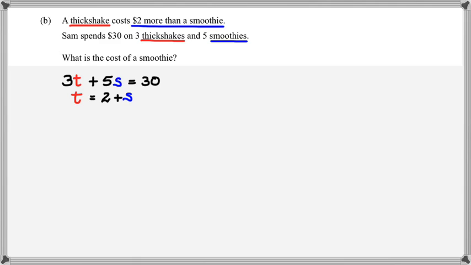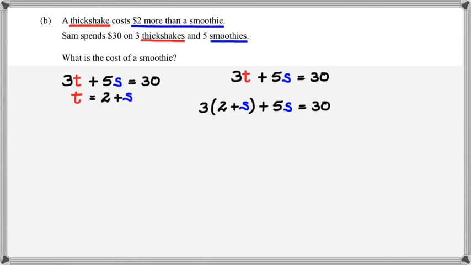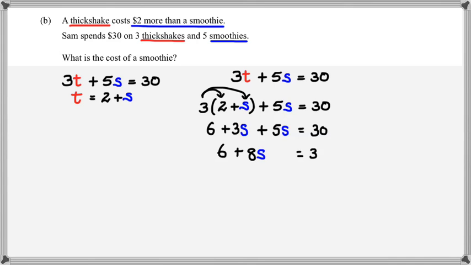You can easily substitute it in the first equation like this. So I write down 3T plus 5S equals 30. And instead of T, I write 2 plus S, because as you can see in that second line, I wrote T equals 2 plus S. So 3 times 2 plus S, plus 5S equals 30. So from here, I need to expand this equation. When I expand, I've got 3 times 2, which is 6, 3 times S, which is 3S, plus 5S equals 30. And so from here, I've got 6 plus 8S equals 30.